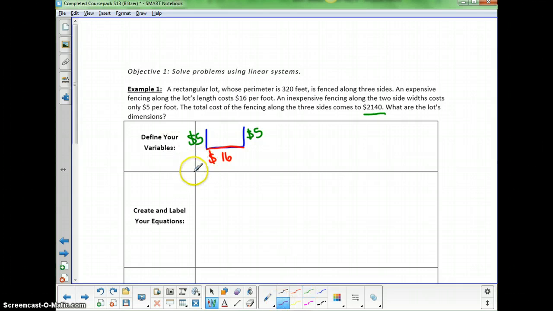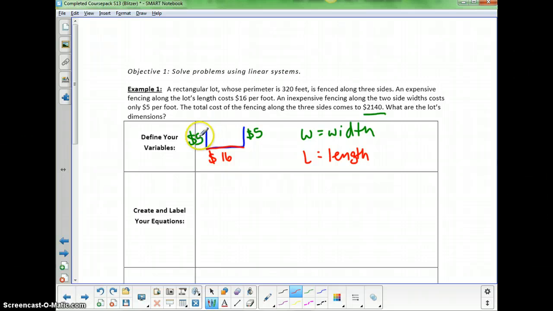I haven't defined my variables yet. I was just drawing a picture to get an idea of what's going on. But my variables are going to be, I don't know how long the sides or the length are, so maybe we can call those length and width. My first variable is going to be W for the width, and there are 2 of those. The second variable will be L for the length, and we're going to have fence just along one of those. So now it's time to write the equations.